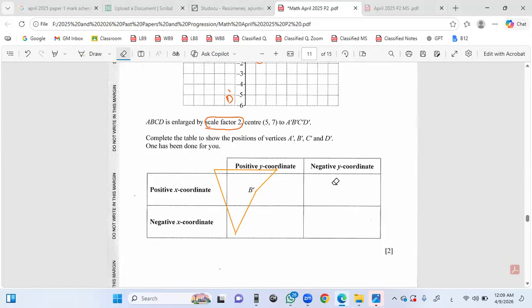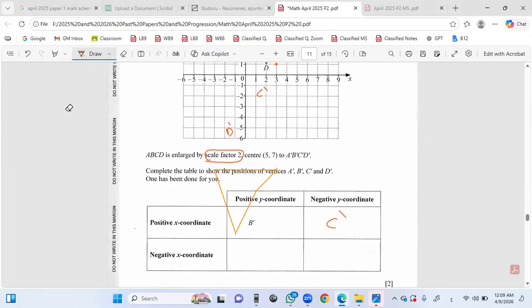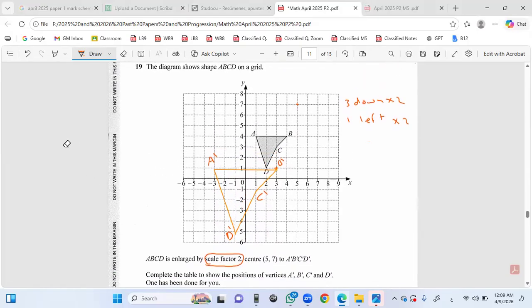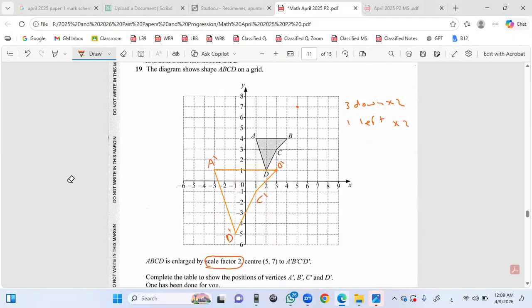Here we go. Oh, it didn't move actually. So it is C dash. All right. Now let's go back to the signs. The x coordinate is negative, the y coordinate is positive. X is positive, y is negative.